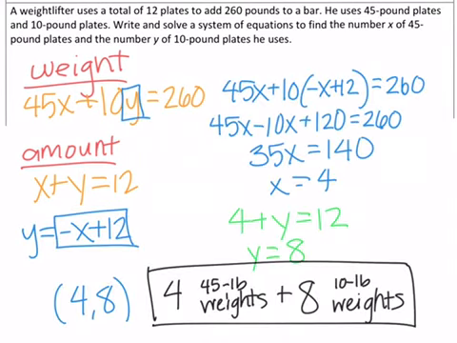All right, so I went through and showed my work. So I had the answer of 4, 8, and because it is that word problem, we have to explain what that means. 4 dealt with 45-pound weights, so they had 4 plates that were 45 pounds, and then 8 dealt with the 10-pound weights, and they equaled a total of 12 total plates weighing 260 total pounds.